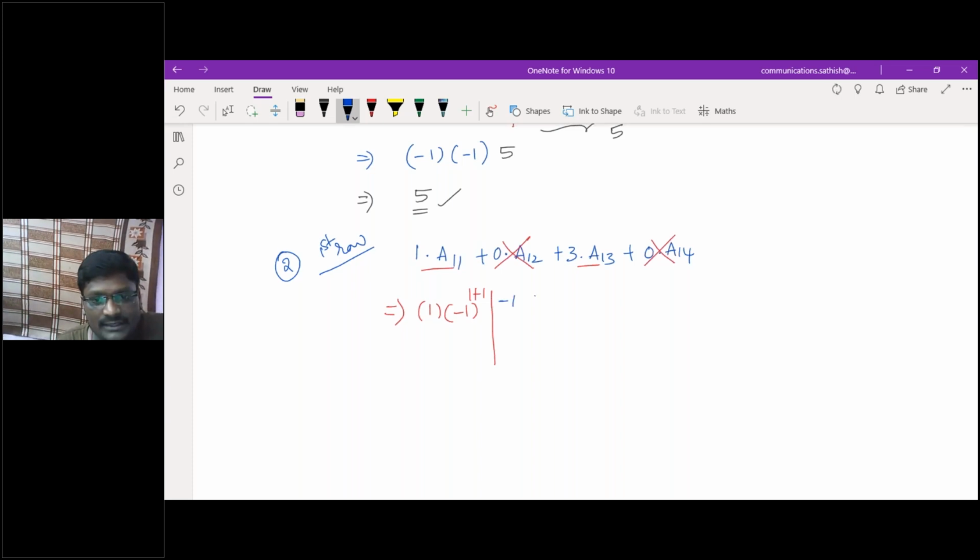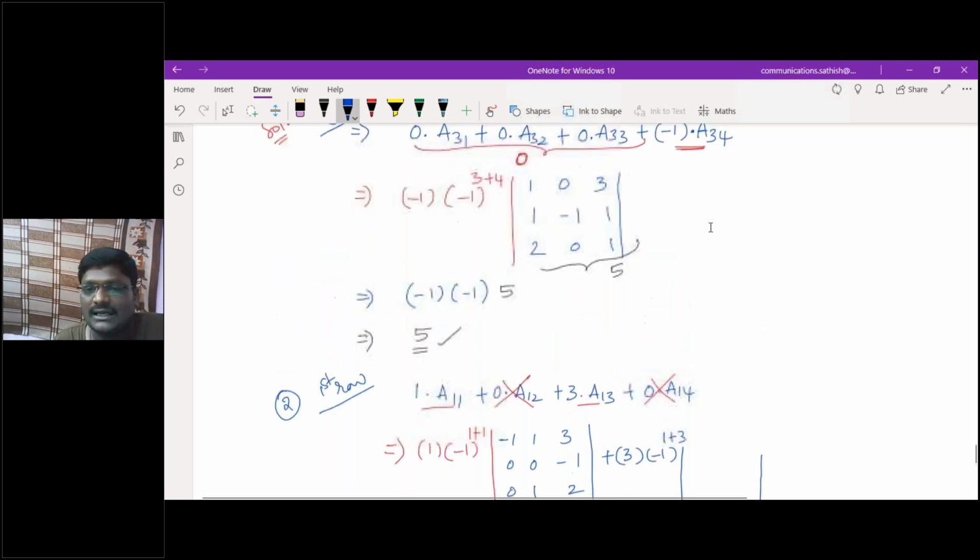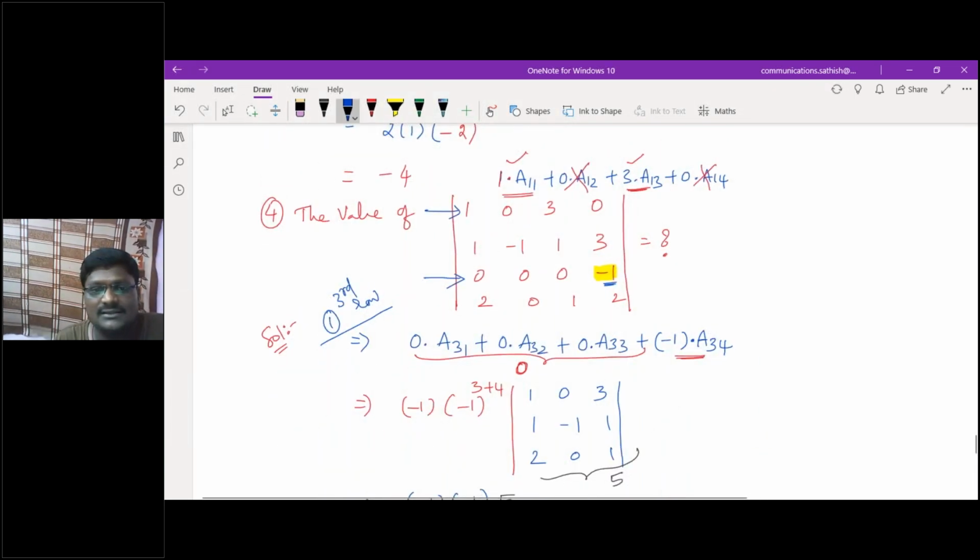Minus 1, 1, 3, 3, 0, 0, 0, minus 1, 1 and 0, 2. Then similarly, plus 3 is the element, and minus 1 whole power 1 plus 3. Then again the values. Again the values means what? Again with respect to minus 1, with respect to this I have done. Then with respect to this one, this column and this row I need to eliminate.